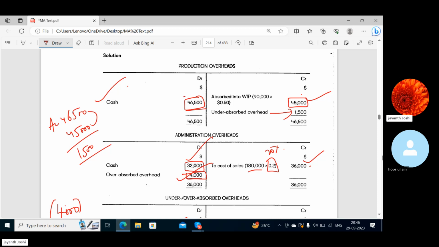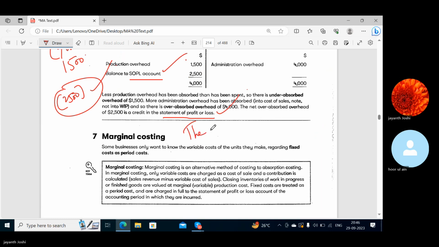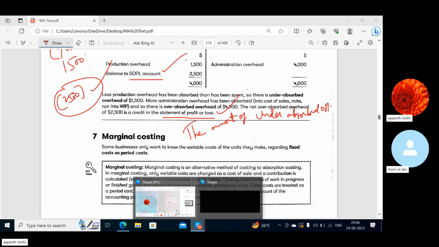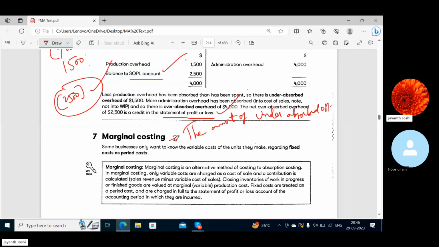So what happens? One more point I would like to write here. The amount of under absorbed overhead. That means you have charged less, right? Yes, hello, sir. So you understand that you have already charged less, right?